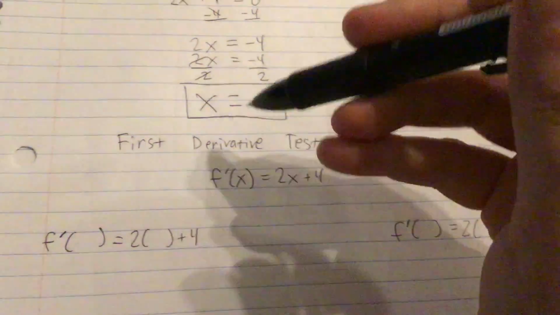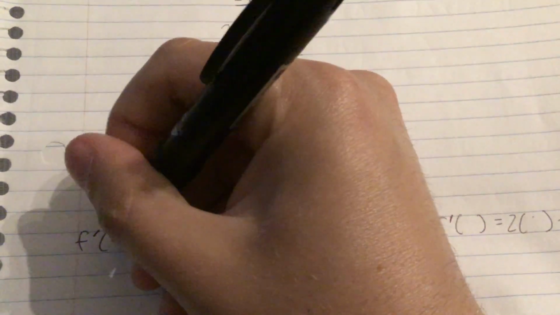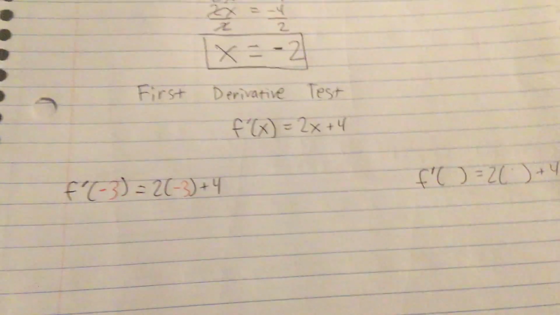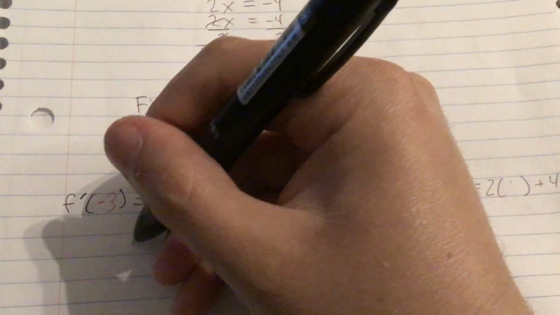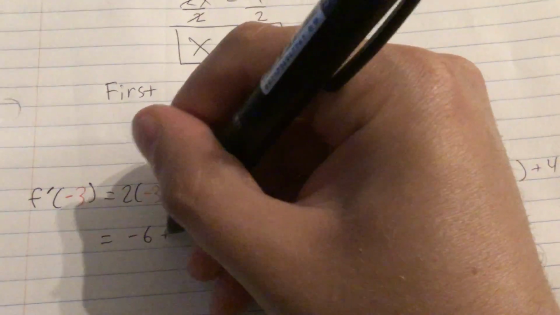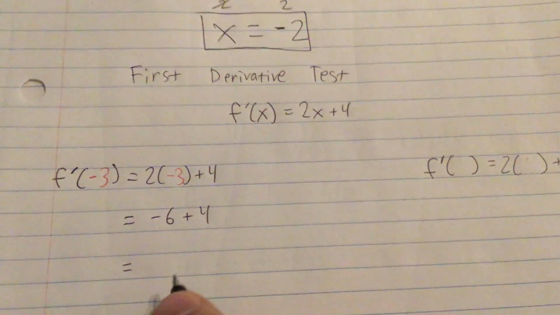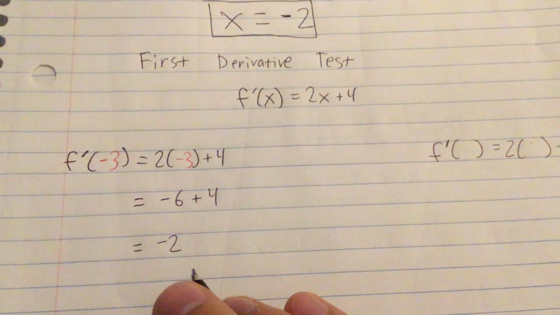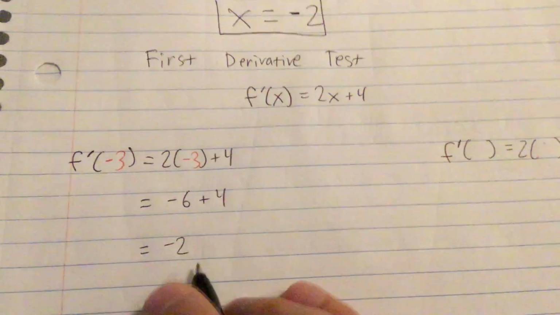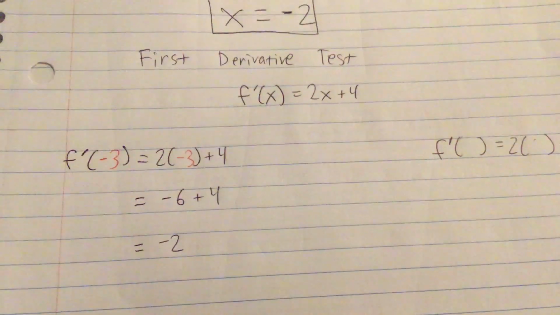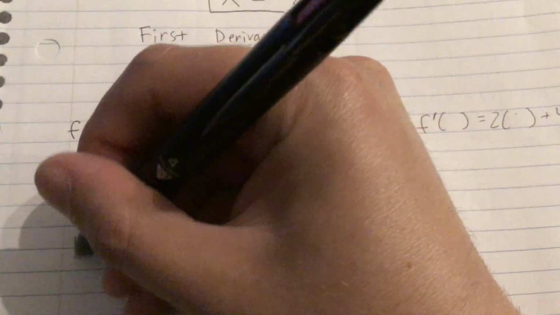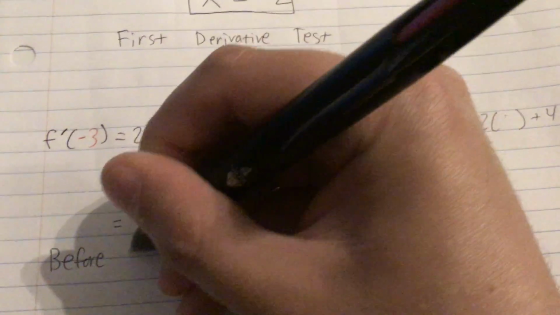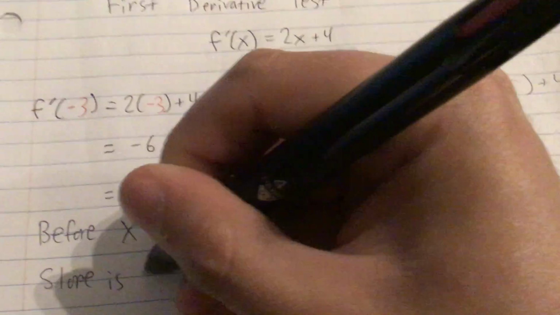Okay, so let's just go 1 to the left. f prime of negative 3. So then 2 times negative 3, the slope of the tangent line to the left of negative 2, that would be negative 6 plus 4. Negative 6 plus 4 is negative 2. I don't care so much about the number negative 2, but I do care, is this slope positive or negative? So before x equals negative 2, the slope is negative.